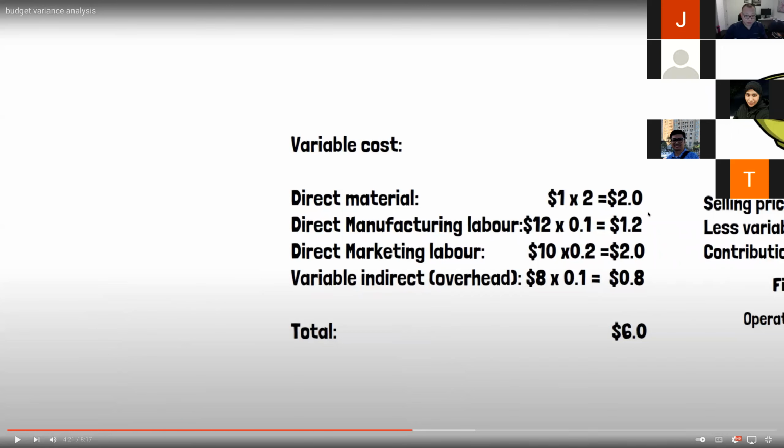So this gives you more information. What adds up to this $6? $2 direct materials, because for each unit we need to input $1 of materials and we need 2 inputs, right? So that's the $2. The labor is $12 per hour, and each unit takes 0.1 hours, so $1.2, and $2.0 for the marketing, and variable overhead $0.8. So these numbers add up to the $6. Okay.